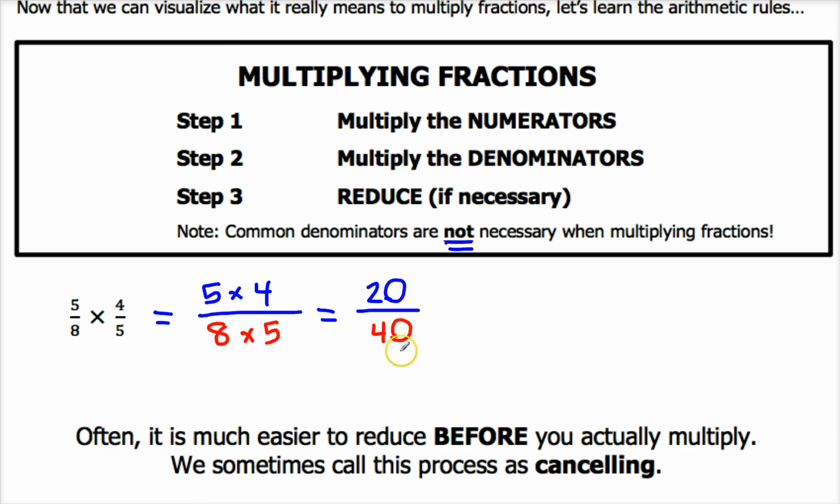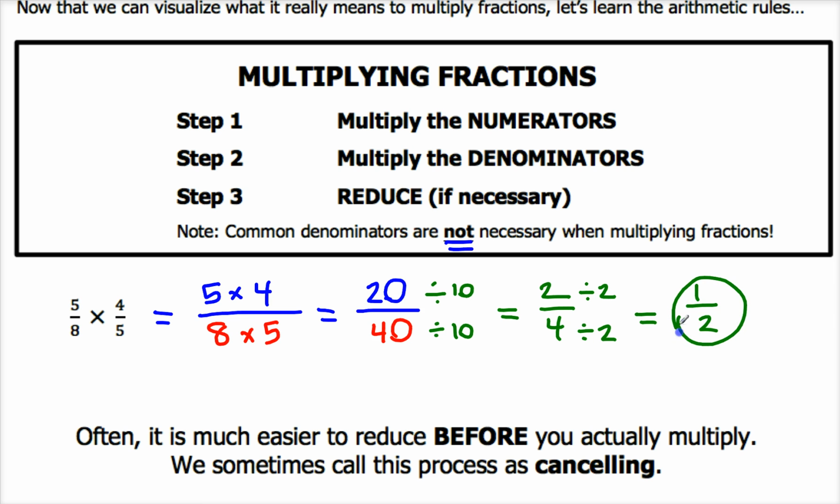20 and 40 are both even, so I know that they're both divisible by at least 2. I can also take 10 into 20 and 10 into 40. So I can divide both 20 and 40 by 10 to get the fraction 2/4. 2/4 is still reducible. I can divide both the top and the bottom of this fraction by 2 to get the fraction 1/2. So my answer to this problem, 5/8 times 4/5, is the fraction 1/2.